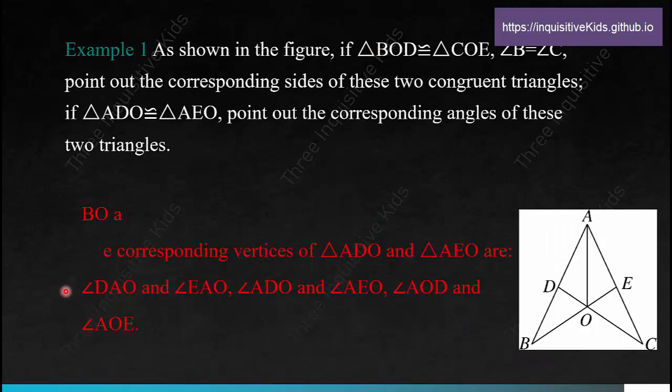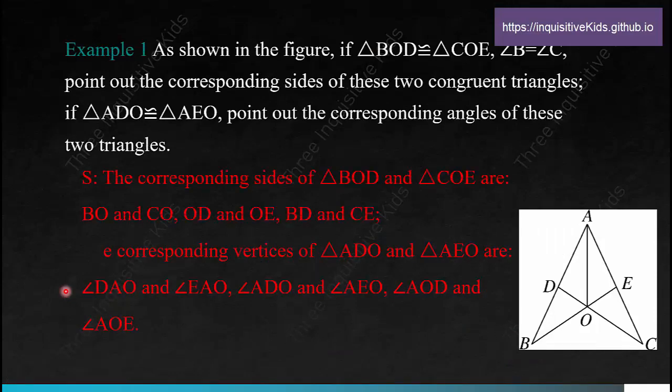So let's look at this problem. As shown in the figure, if triangle BOD is congruent to triangle COE, angle B is equal to angle C. Point out the corresponding sides of these two congruent triangles. If triangle ADO is congruent to triangle AEO, point out the corresponding angles of these two triangles. So we're going to do this problem together.